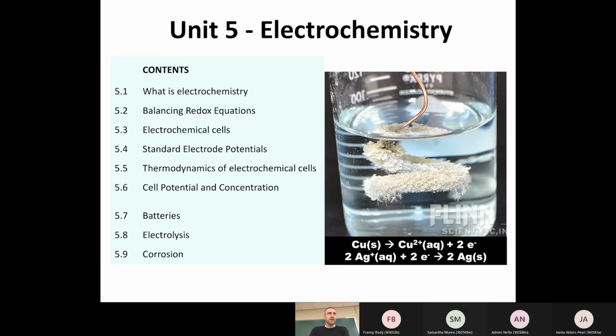New unit. This one's on electrochemistry. This, I would say, is again kind of an extension of what we've already done on thermochemistry and equilibrium to a certain extent. We're going to see Q again. We're going to see delta G again. So all these concepts are going to be coming back.